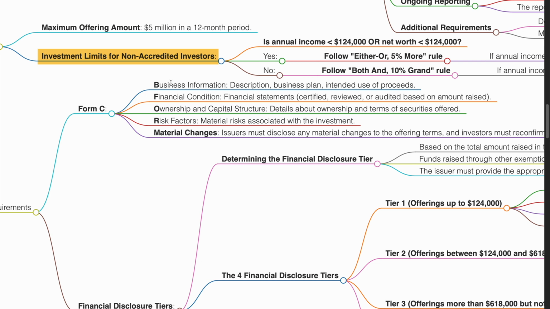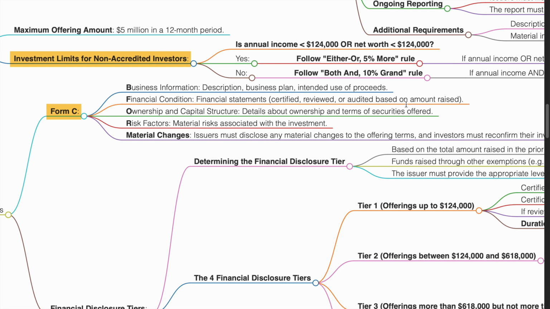So the business information in general, right? Your description, your business plan, how you intend to use the proceeds. Financial conditions of the company. So as we just discussed earlier, the financial statements have to be certified or reviewed or audited based on whichever of those four financial tiers we discussed above. The ownership and capital structure details, how the ownership and the terms of the securities being offered.